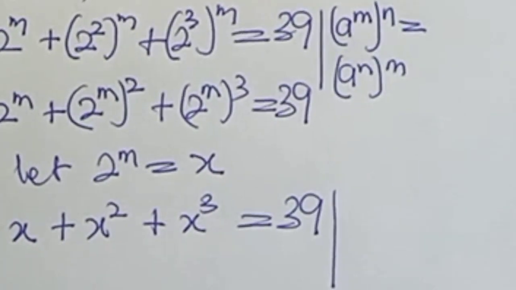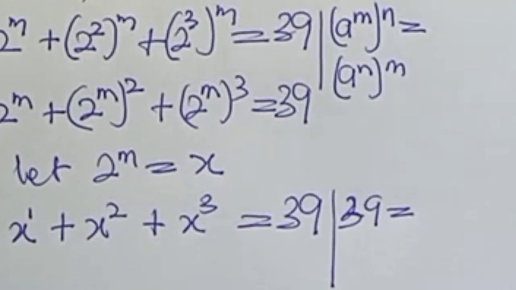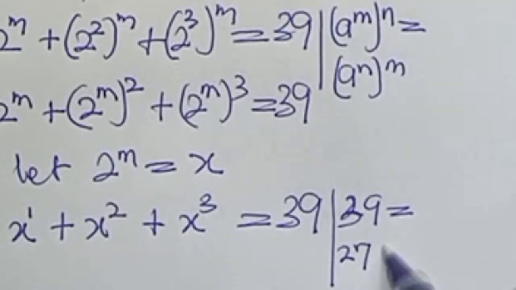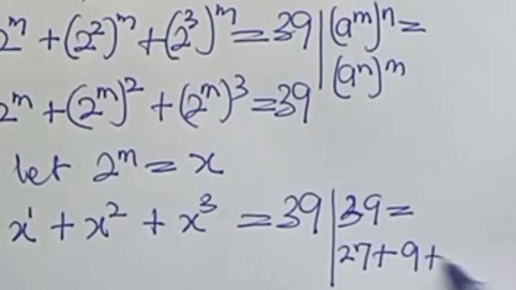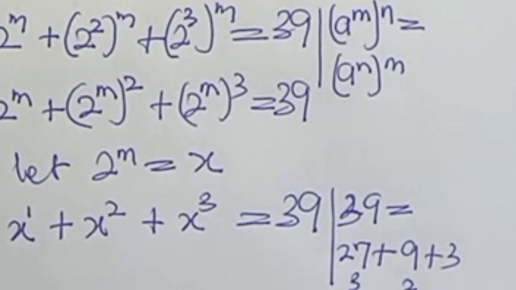The next thing we will do, we're going to split 39 into 3 numbers, and we're going to write those 3 numbers in an index form. And we want that to give us the power of 1, the power of 2, and 3 respectively, so that 39 can be equal to 27 plus 9 plus 3. But 27 can be written as 3 to the power of 3, and 9 can be written as 3 to the power of 2. Also, 3 is the same as 3 to the power of 1.